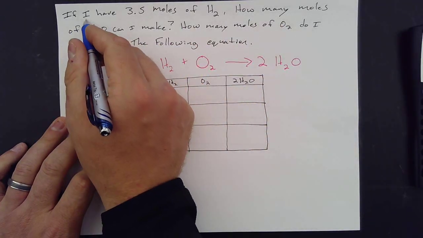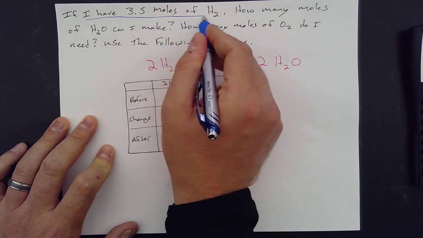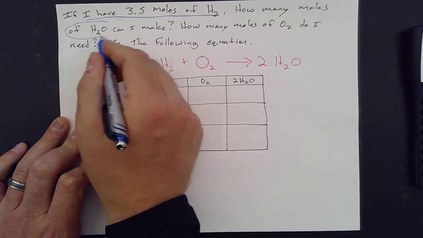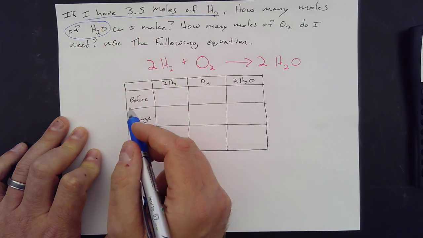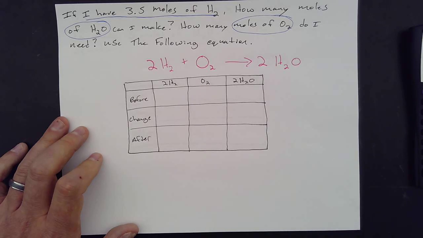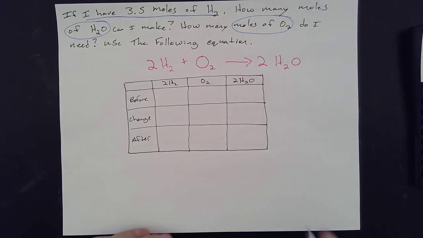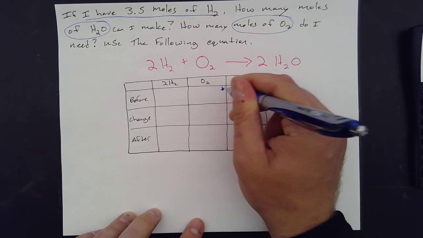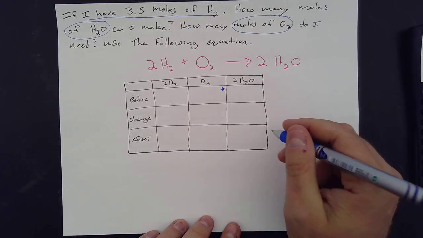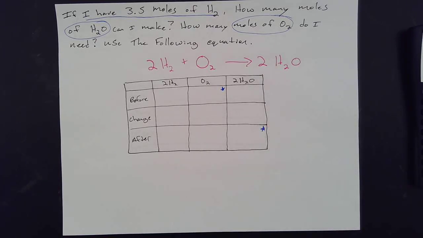So if I have 3.5 moles of H2, how many moles of H2O can I make? And how many moles of H2O do I need? So how much H2O do I need? That's a star in this box. And how much will I make of H2O? That's in this box. So similar situation. We're asking kind of a similar question. So what can we fill in?